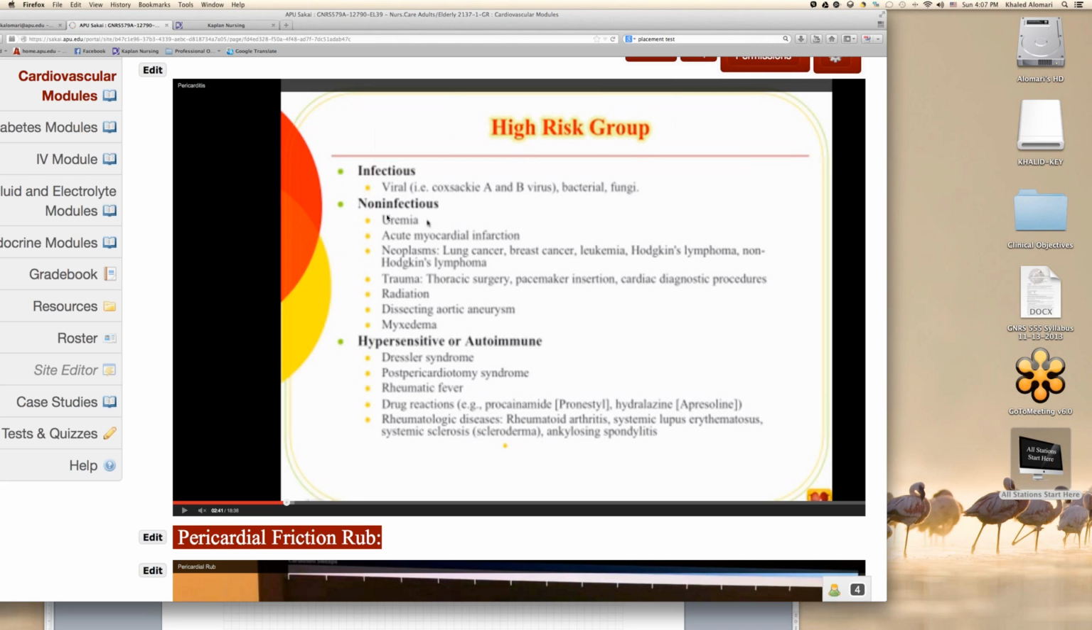So the changes in the permeability of the blood vessels, where there will be some shifting of the blood volume to the interstitium, can also increase the volume in the pericardial sac, and that also can cause the same problem with pericarditis. You could see it in MI as well, in cancers, especially in the thoracic area, whether it's lungs or breast, and some surgeries, radiations, and so on.